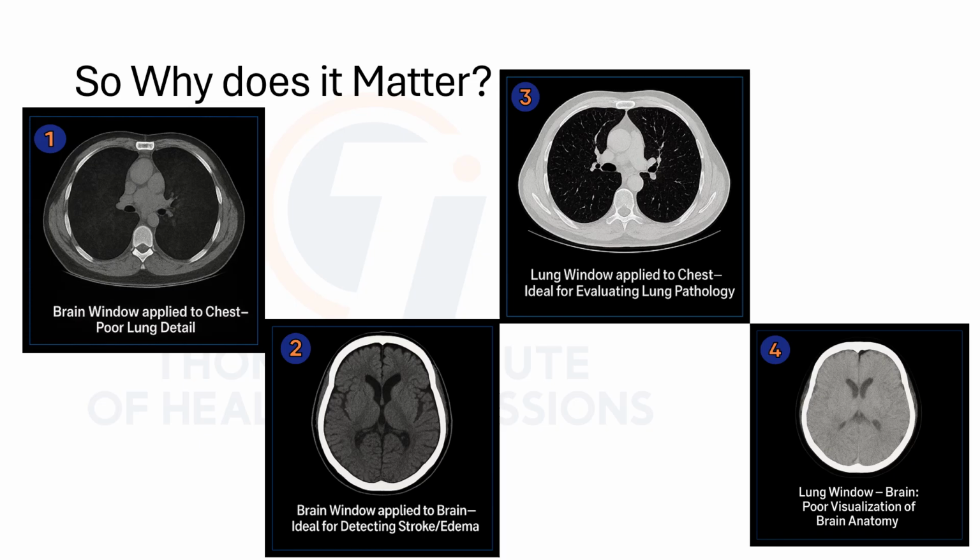See image 2. Now, if you take that first chest image and switch to a lung window, let's say a window level of -600 and a window width of 1500, the air spaces stand out clearly and you can evaluate lung pathology easily. See image 3. However, if you apply that lung window to a brain scan, the image becomes almost useless. The brain detail disappears. See image 4.